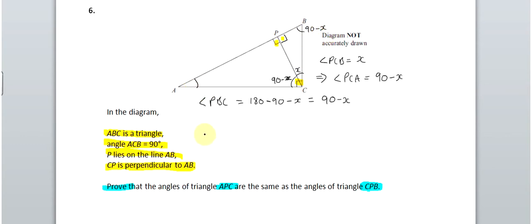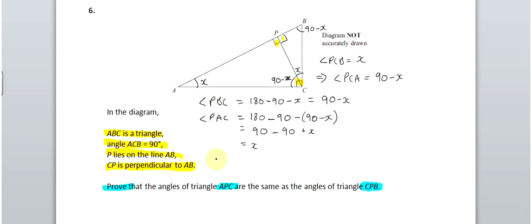Now over here, let's work this one out, angle PAC. So again, this triangle here, angles add up to 180 degrees. So if we want to work out this angle, we start with 180, we subtract 90, and then we subtract the 90 minus X. Okay, so 180 take 90 is 90. And then this minus sign is minusing both things in the brackets, which means it's minusing the 90, but it's minusing the minus X, which is the same as adding the X. So angle PAC is X.